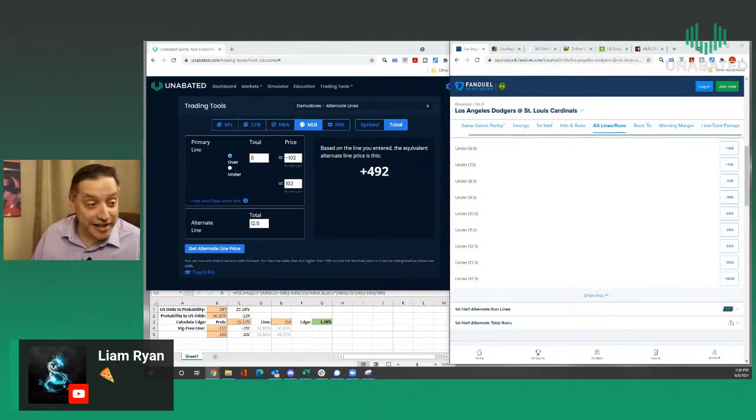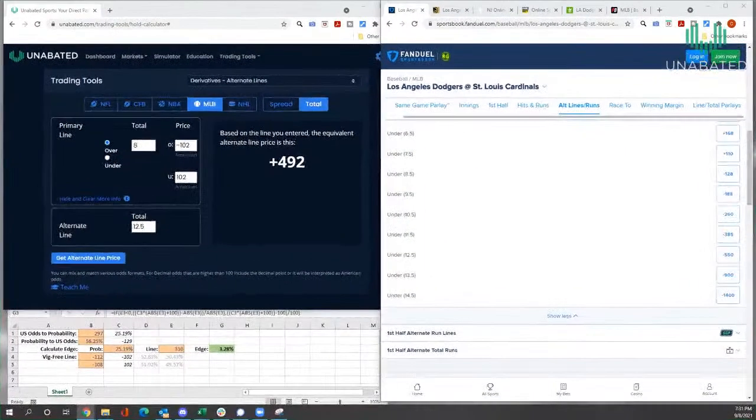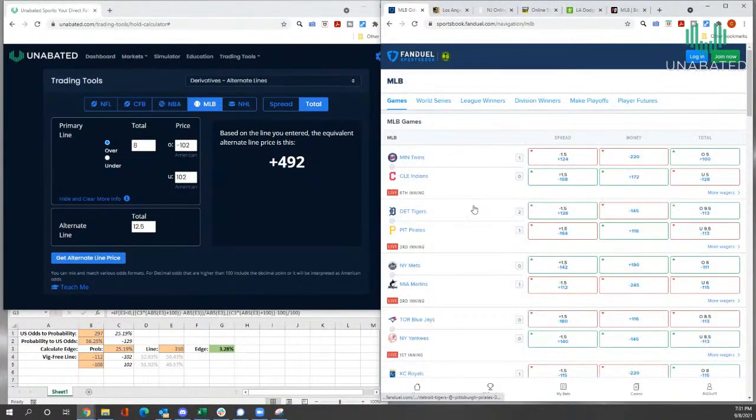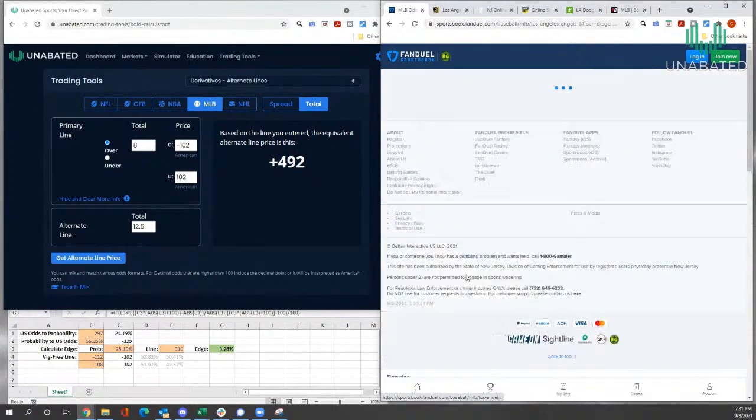Okay, let's get back into, I know it's so corny, right? Let's get back into using the tool. Going to make this full screen again. And let's find another one of these games. We still have a few minutes before the rest of the games kick off here for baseball. Okay, the Angels and the Padres. That looks like a good one.